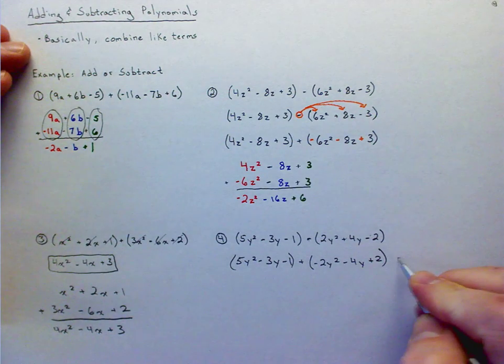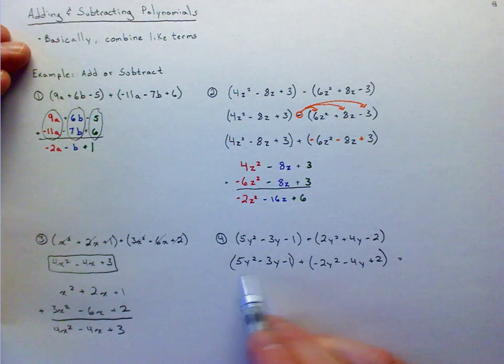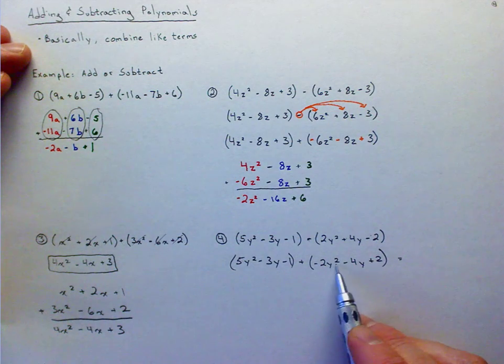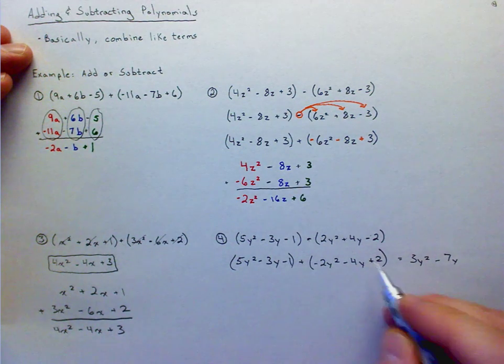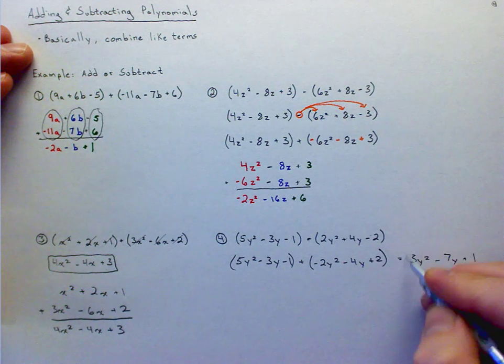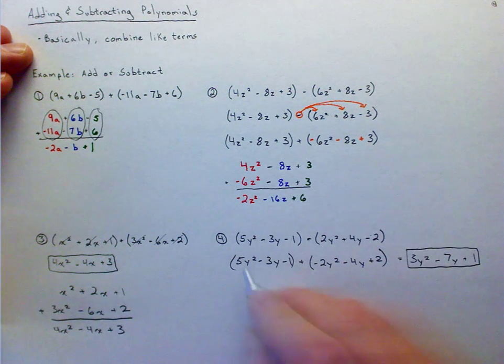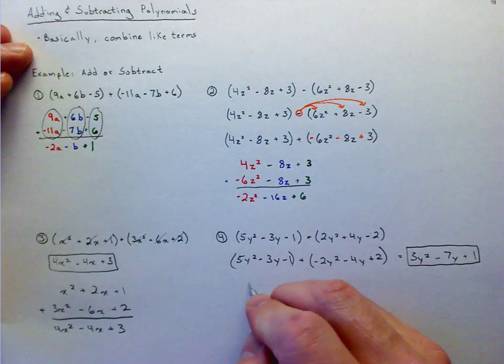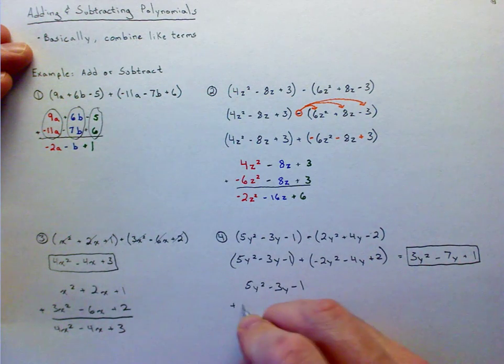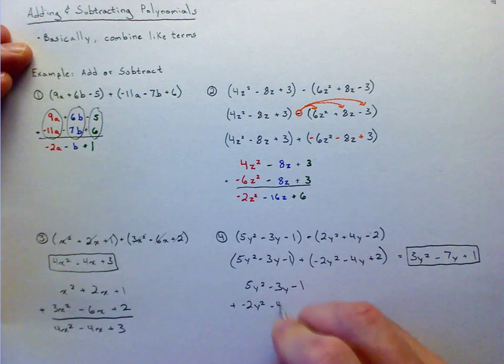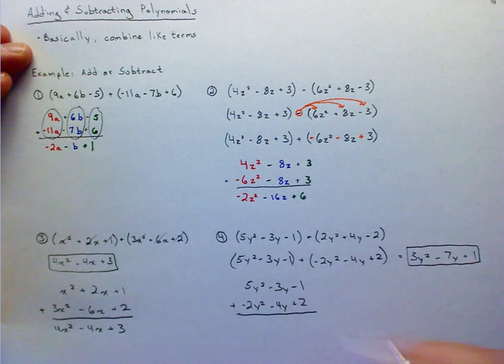So, just over to the side, what I'll do is just do the math to where it's horizontal. 5y squared, a negative 2y squared, so that's 3y squared. A negative 3y, a negative 4y, so that's a negative 7y. And a negative 1 and a 2, and that's plus 1. That, again, is if you can see the math as you work through it. If not, there's nothing wrong with that. 5y squared minus 3y minus 1 plus a negative 2y squared minus 4y plus 2. 3y squared minus 7y plus 1.